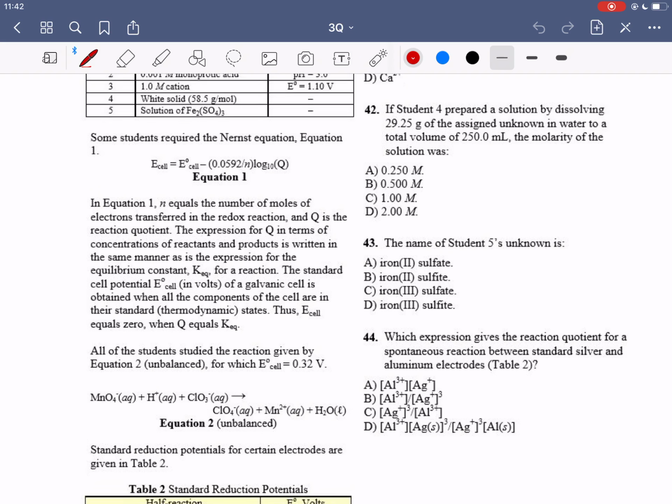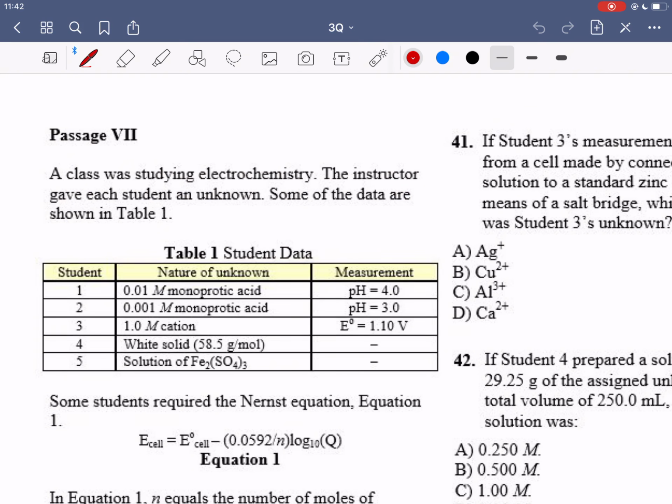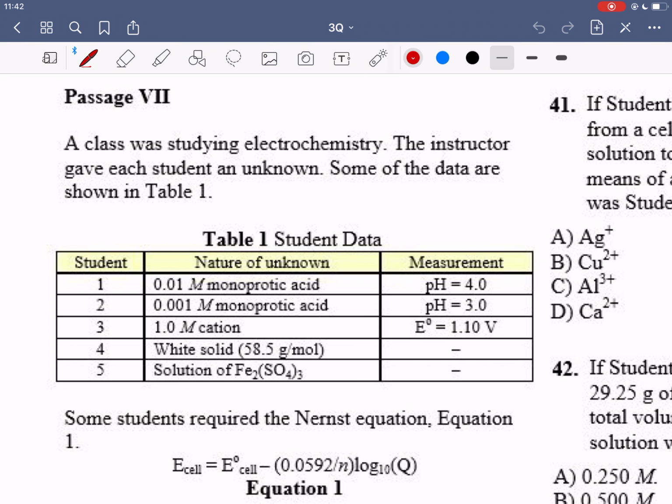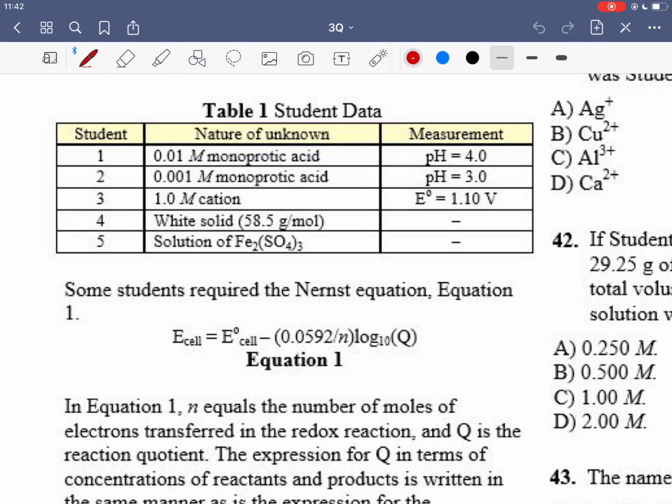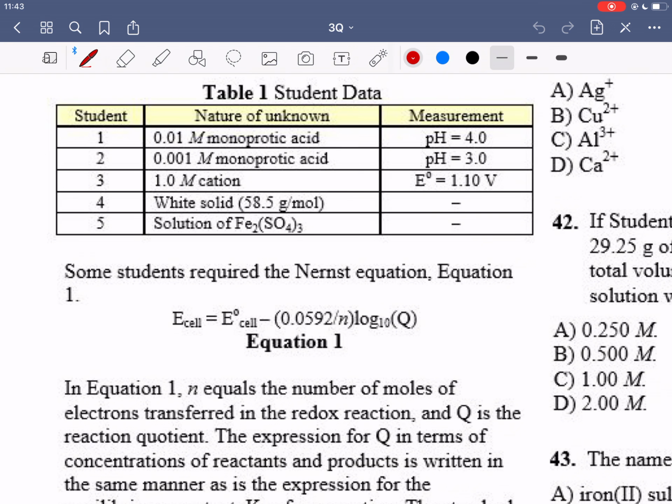Alright, cool. Now let's start going through the passage together. So in this passage, a class was studying electrochemistry. The instructor gave each student an unknown. Some of the data are shown in table 1. So let's just look at the columns: the student, their number, the nature of the unknown that they got, and then their measurement, either pH or E0.